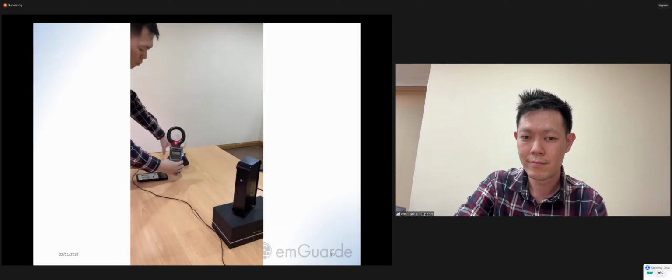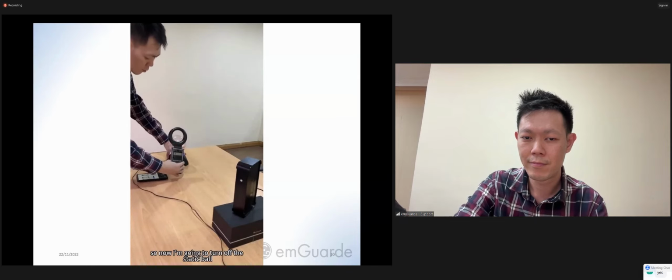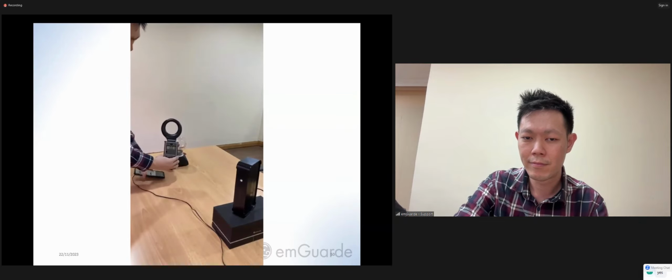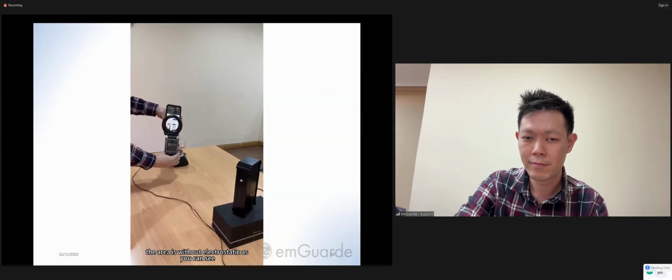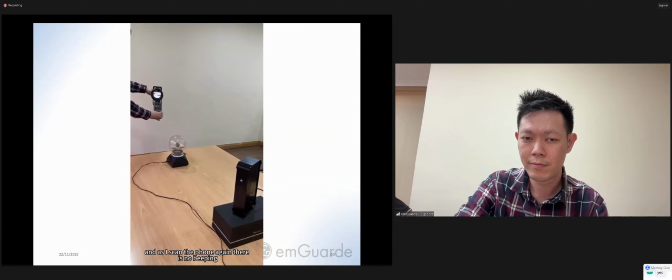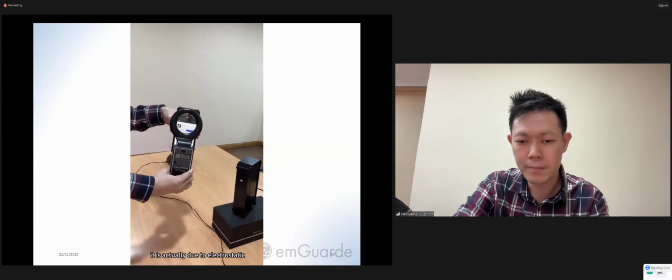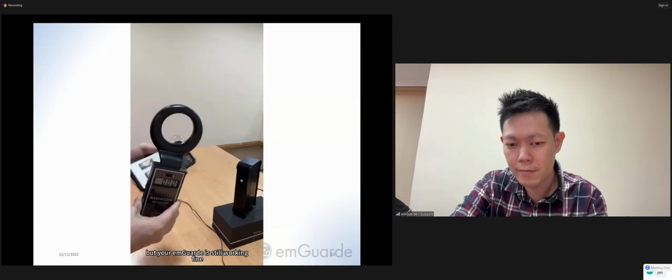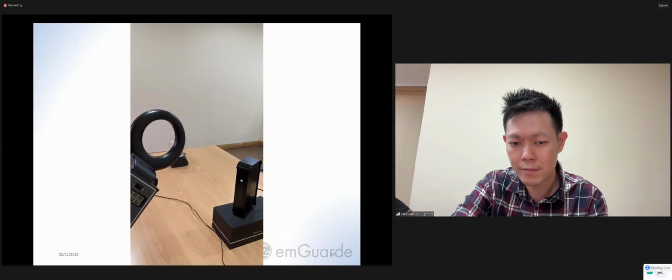Okay, so now I'm going to turn off the static ball. So now the area is without electrostatic, as you can see. And as I scan the phone again, there is no beeping. So during your demonstration, don't get panicked. Whenever there is a beeping sound here and there, it is actually due to electrostatic, but your emGuarde is still working fine.